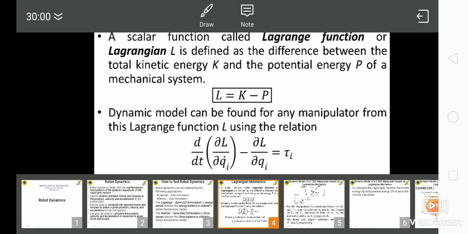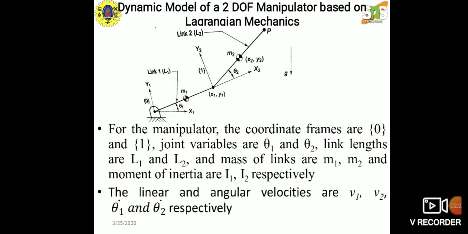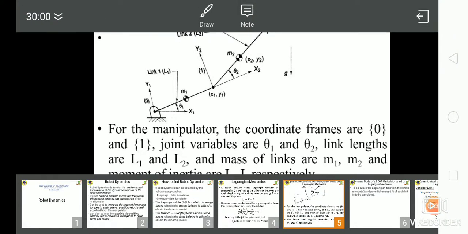Okay, we are going to discuss the dynamic model of a 2D manipulator based on Lagrangian mechanics. For the manipulator, the coordinate frames are 0 and 1, and the joint variables are theta 1 and theta 2. The link lengths are L1 and L2, the masses of the links are M1 and M2, and the moments of inertia are I1 and I2 respectively. Here the linear velocities are V1 and V2, and the angular velocities are theta 1 dot and theta 2 dot.